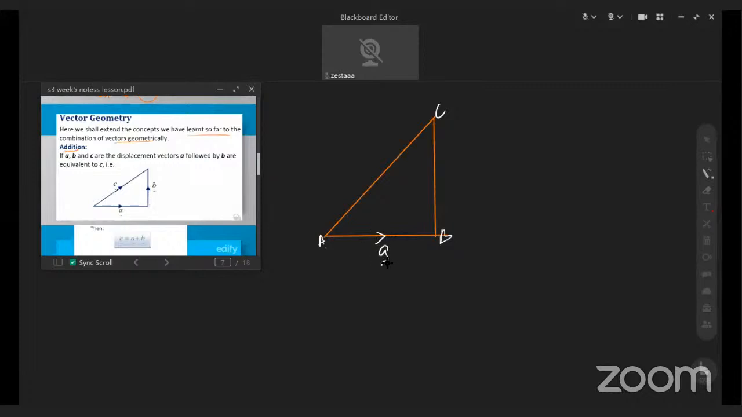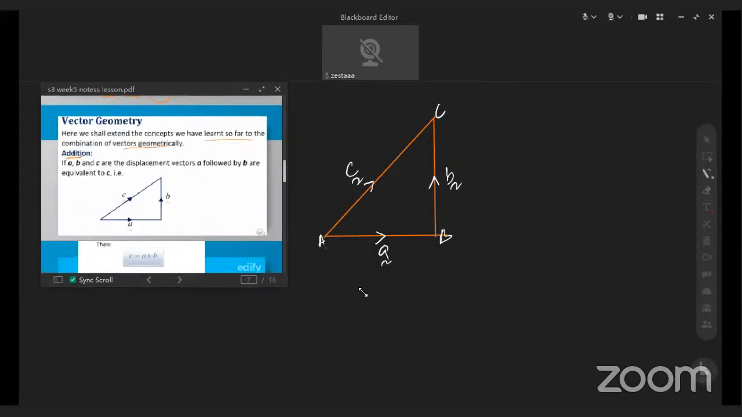This is A, this is vector A. Then this one is vector B. And also this is vector C. Okay. How do we deal with the addition of this?